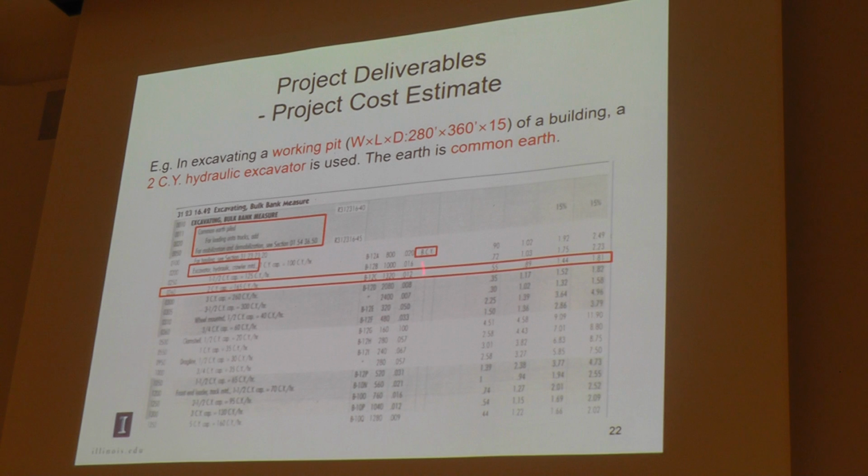So this is a similar step we do for a larger working pit. The dimension is really large, and the excavator we'll be using is 2 cubic yard. So here we really need to consider this excavation is a bulk bank measure excavation. This is not for a small structure. So we will do the similar stuff. We found the earth type, which is common earth, and we found the volume of hydraulic excavator.